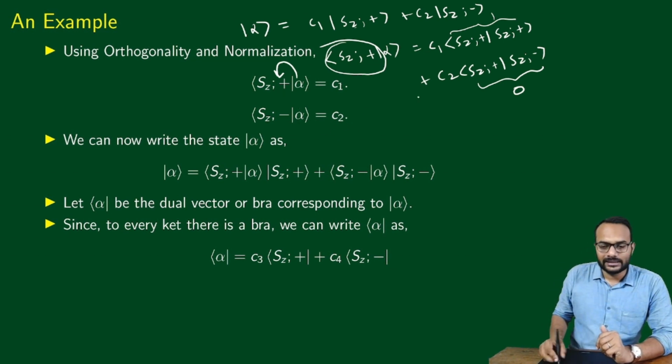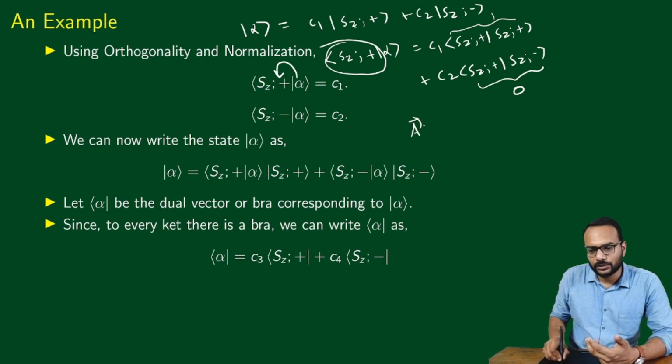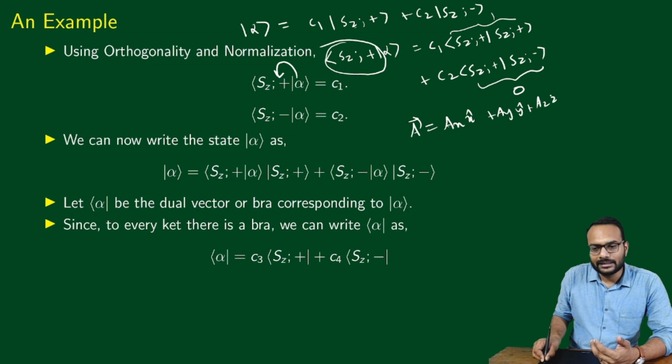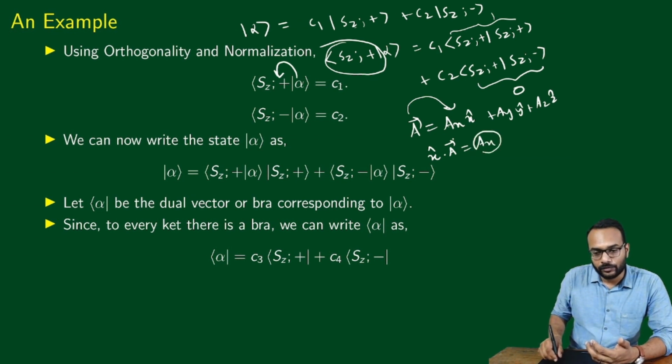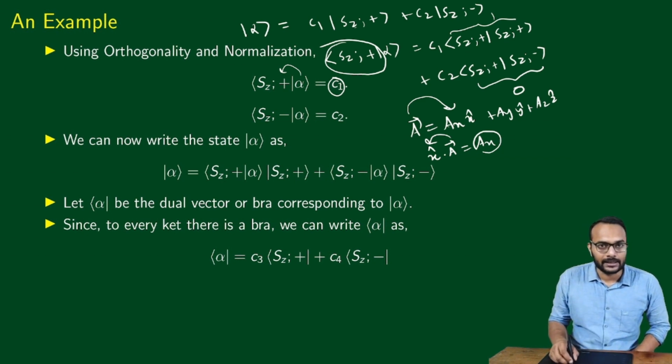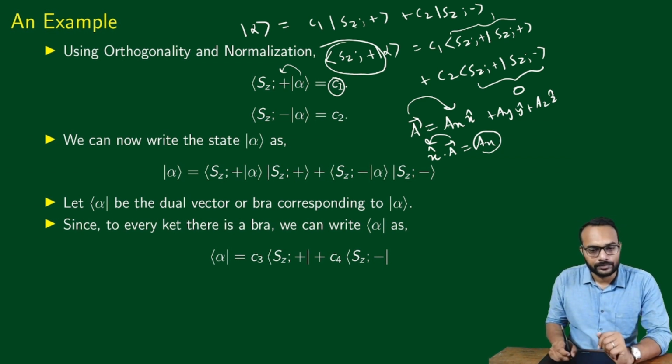Now this is very similar to usual Euclidean vectors, a_x x-hat plus a_y y-hat plus a_z z-hat. From this vector we could find the component of a vector along the x direction. You just take the scalar product, or project the vector along the x direction: you take the inner product between x hat and the vector. That will give you a_x, the component of the vector along the x hat direction. In the same way, C1 here is the component of ket alpha along the Sz plus direction. So the logic is the same.